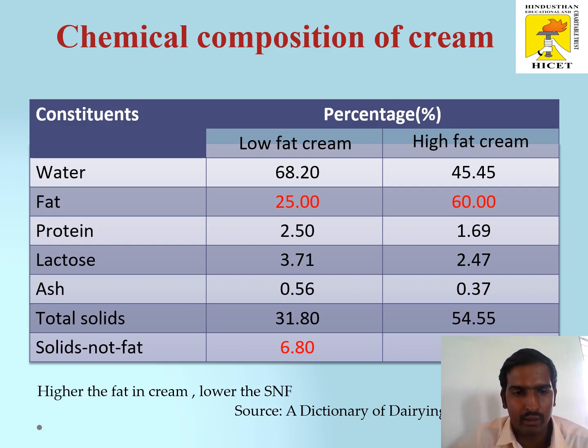As we mentioned, the higher the fat in the cream, the lower the SNF. So the higher the fat percentage the product has, the lower the solids not fat. The source is the Dictionary of Dairying, and here I mention one other point: the raw milk contains a percentage of fat in the range of 3 to 5 depending on the milking animal, and the percentage of fat present in the cream is 33 to 35%. So the fresh raw milk contains a cream that has a fat percentage of 33%.